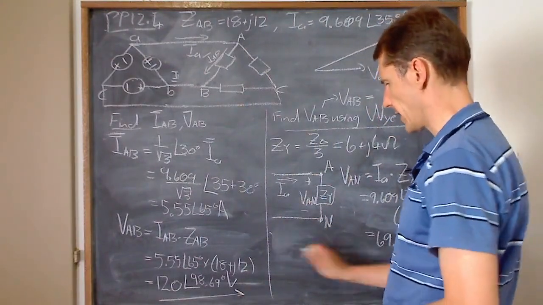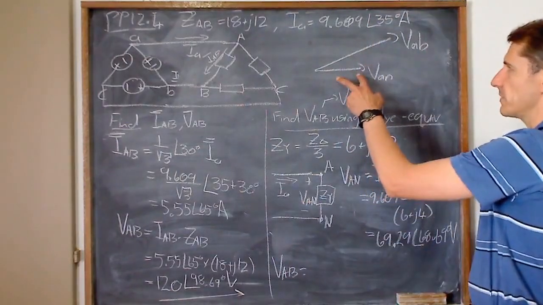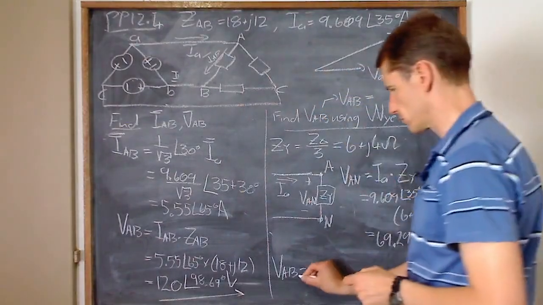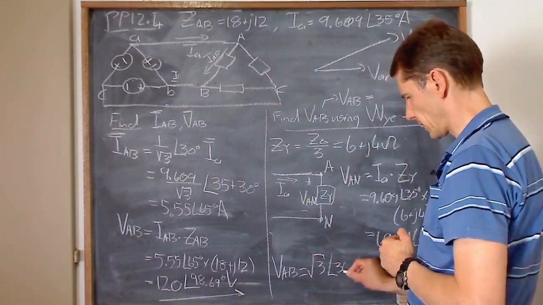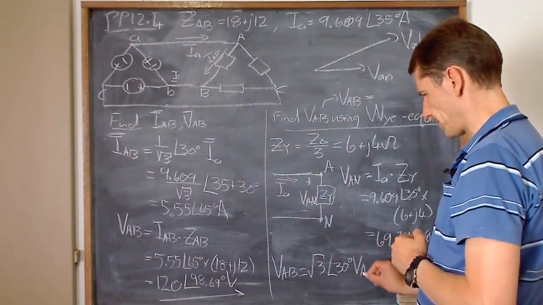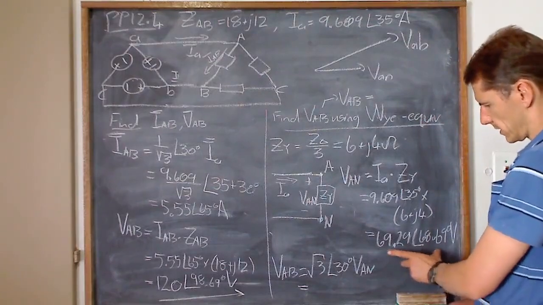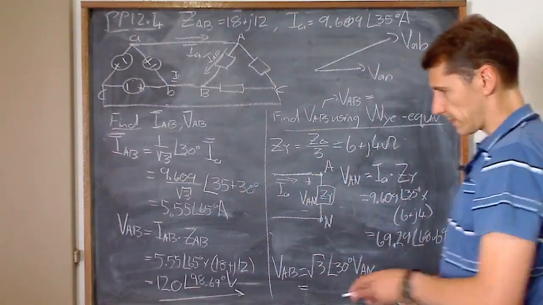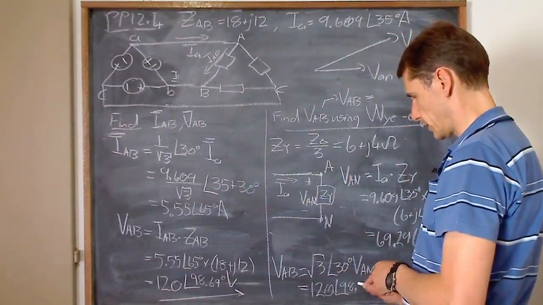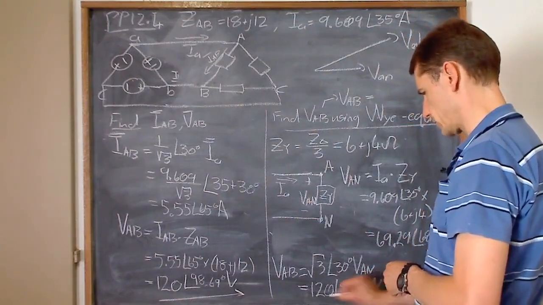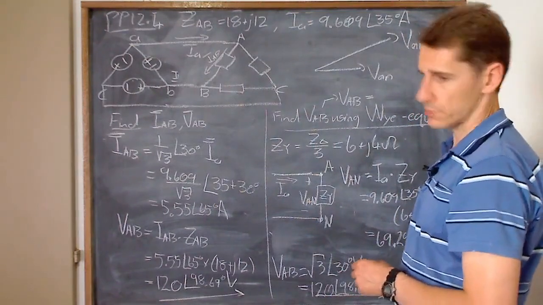Now I can go and calculate VAB. What do I have to do with VAN? You have to take VAN, make it bigger by root 3, and you have to add 30 degrees to it. So you just take this, multiply it by root 3, and then obviously you get 120 angle 98.69 degrees volts. Okay, Bob's your uncle. So that is practice problem 12.4.